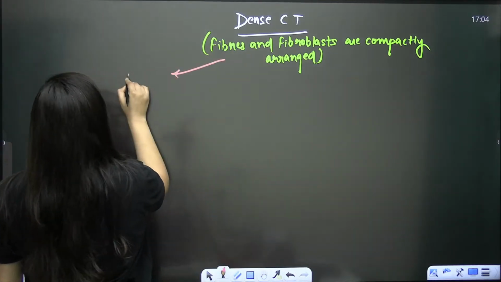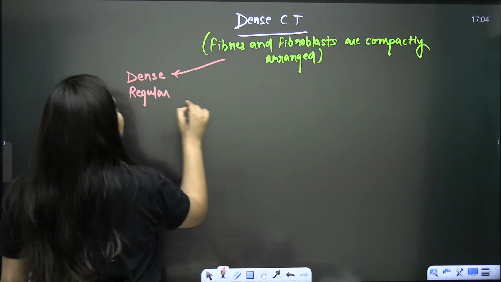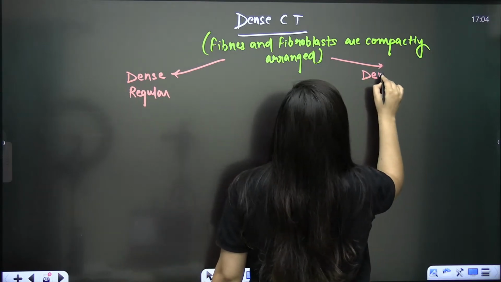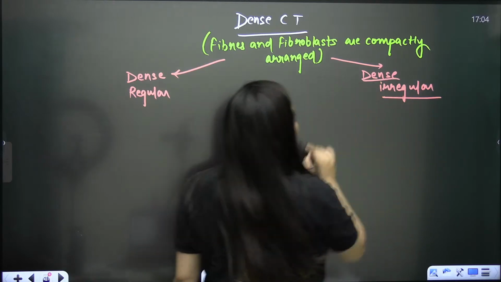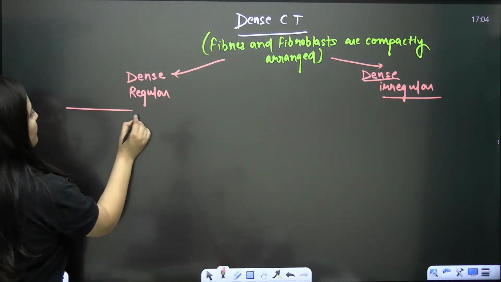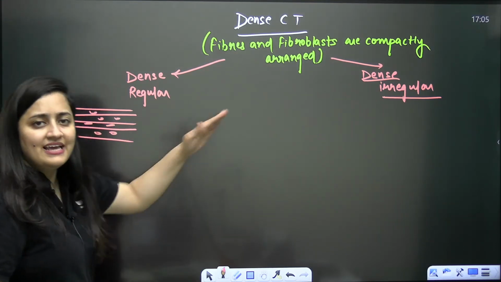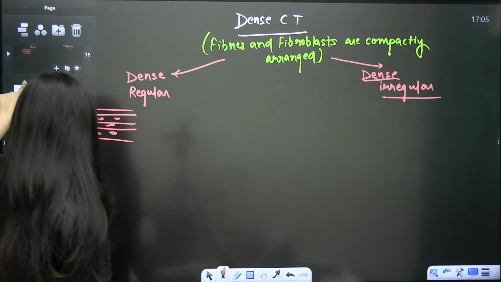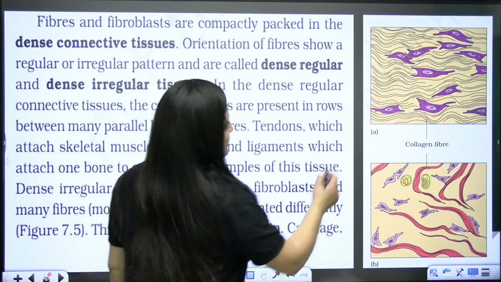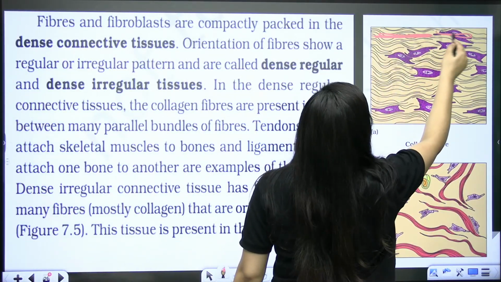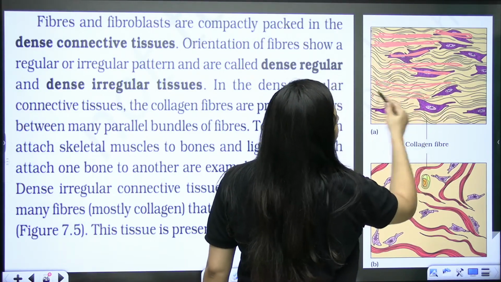In dense connective tissue, we have dense regular connective tissue and dense irregular connective tissue. If it is dense regular connective tissue, the fibers and fibroblasts will be arranged properly. But if it is irregular, they are not arranged properly. Let me show you the diagram from the NCERT. See these diagrams. See these fibers and here fibroblasts in between. They are regularly arranged, properly arranged.